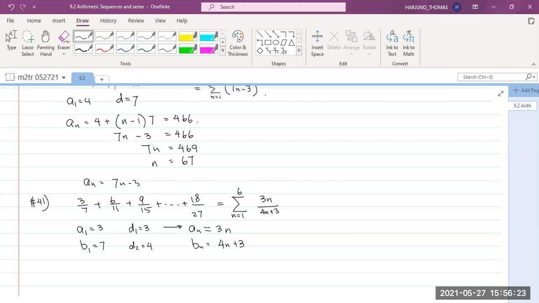Okay, I guess that's the part that I would like you to work on. Suggested homework from this 9.2 will be, I think, number 1 to number 49 is reasonable. Number 1 to number 49.